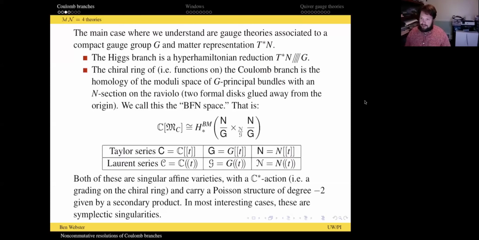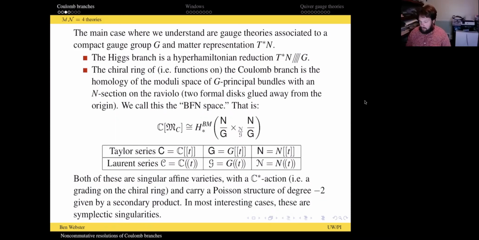And the Coulomb branch is defined in a very different way. Its chiral ring, which, from the perspective of thinking of it as an algebraic variety, is the functions on it as an algebraic variety, is the homology of an interesting moduli space. It's the moduli space of principal G bundles with a section in the associated bundle for the representation N, so that's where N comes in, on a space that's called the raviolo. So that's two formal disks that are glued to each other away from the origin. And just to have a name for this space, I'll call it the BFN space.